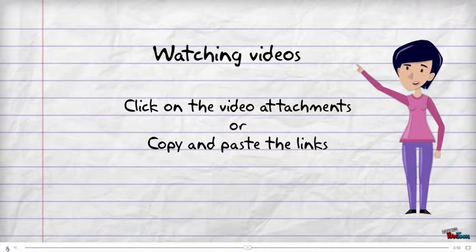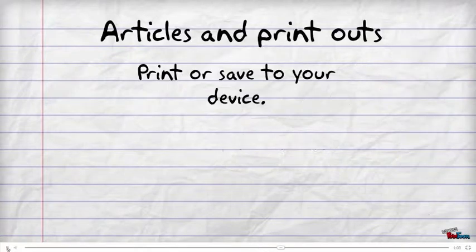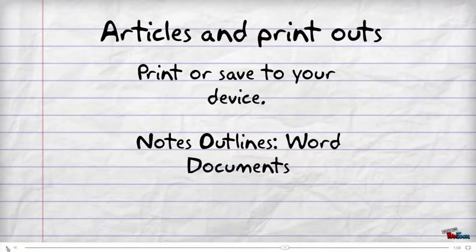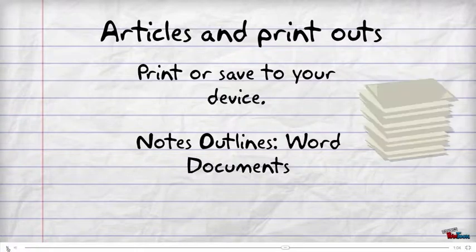When watching videos, you have the choice to click on the video attachments or copy and paste the links into a new window. Some sections have articles and printouts. You have the choice to print or save these to your device. The notes outlines for each chapter are Word documents. You can save them onto your computer and just type in them, or if you'd rather, print them out and write on them, whichever format works easiest for you.